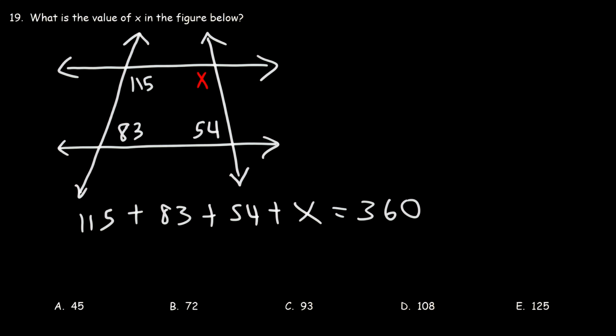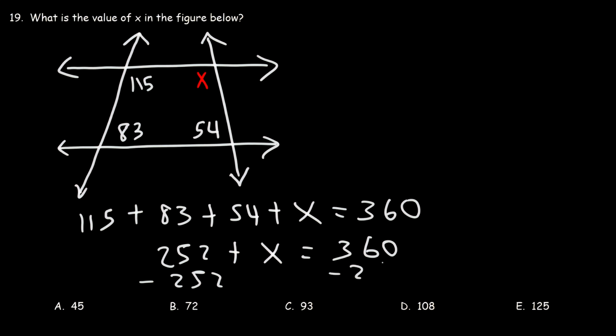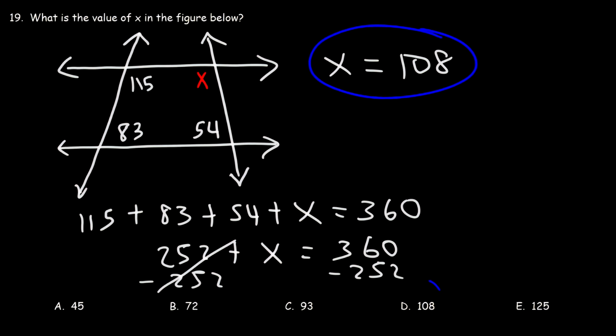So let's add up 115 plus 83 plus 54. So that's going to be 252. Now, in order to get the value of x, we need to subtract both sides by 252. And so x is going to be 360 minus 252. So that's going to give us 108. So that is the value of x in the figure below, which means D is the right answer.